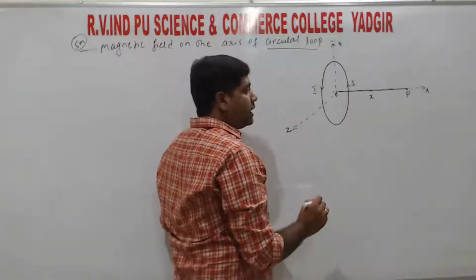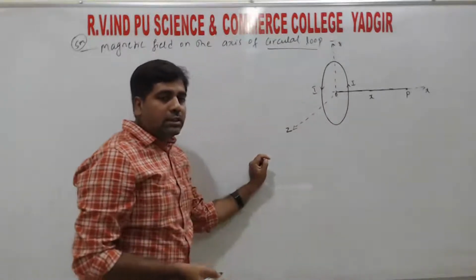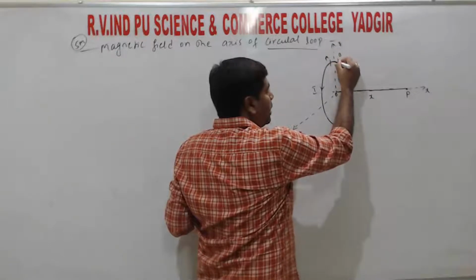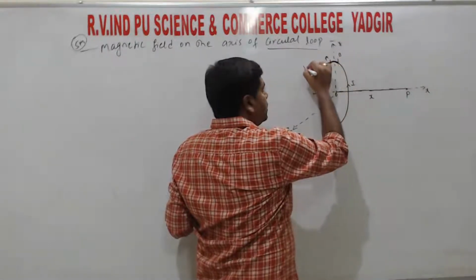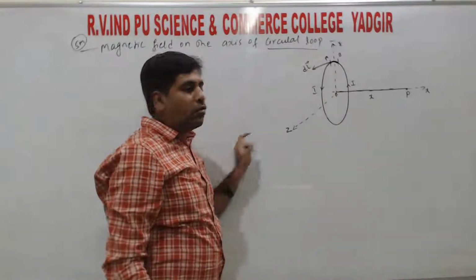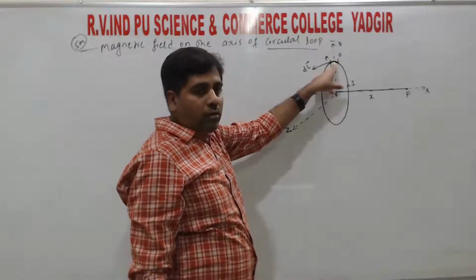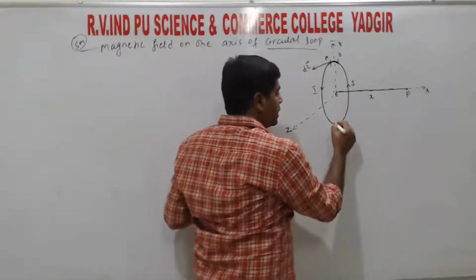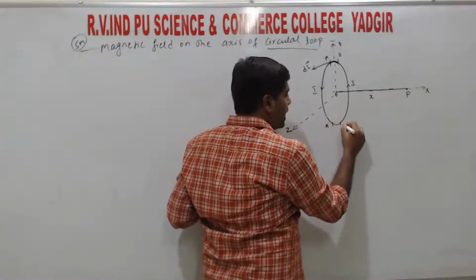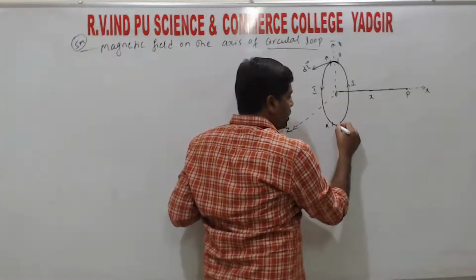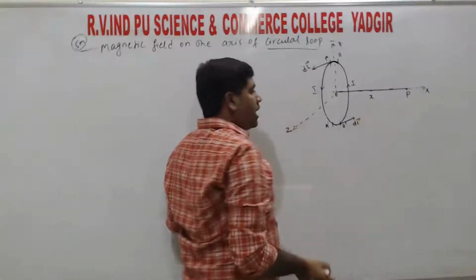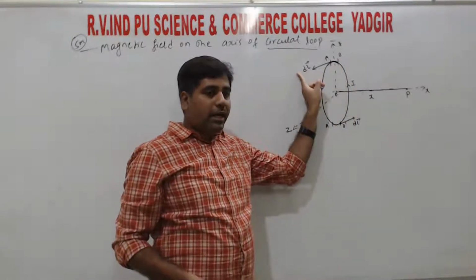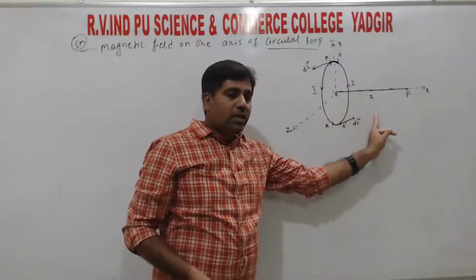Now considering the current element. As in the previous Biot-Savart's law, we consider dl as the current element. Here, considering AB as the current element, right? This is dl. The direction of the vector is perpendicular to the current element. Again, considering one more current element A dash B dash of the same length, that is dl. The direction is inverse. This depends on the direction in which the current is flowing. The vector is perpendicular to the direction of the current flow, and the current in this element is in the opposite direction to the initial one.